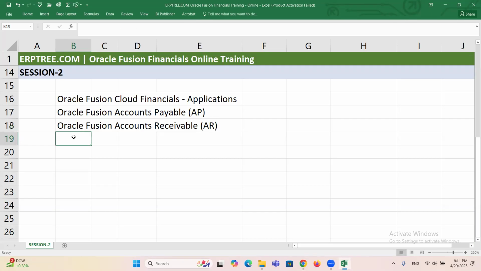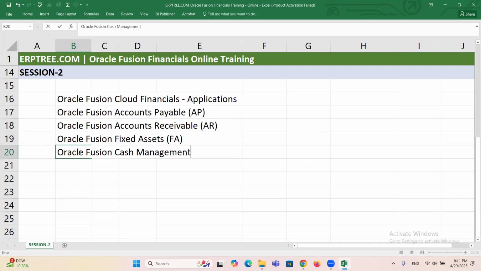The next application is Oracle Fusion Fixed Assets, say FA. I'm just giving short names, how we represent them. Another application name is Oracle Fusion Cash Management. Please make a note.